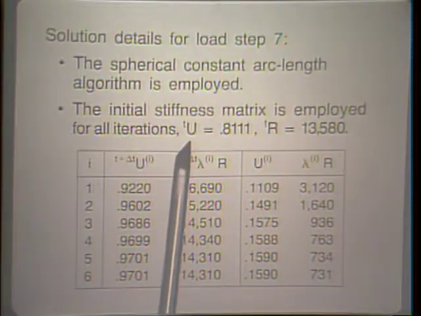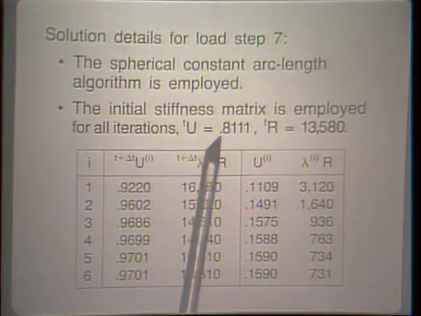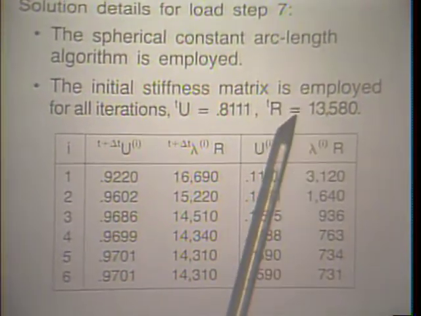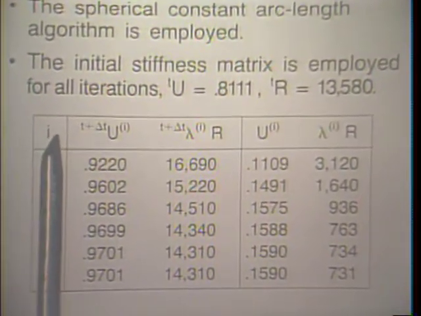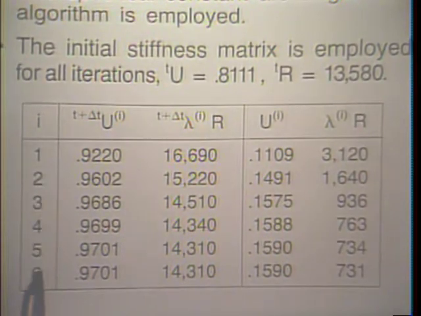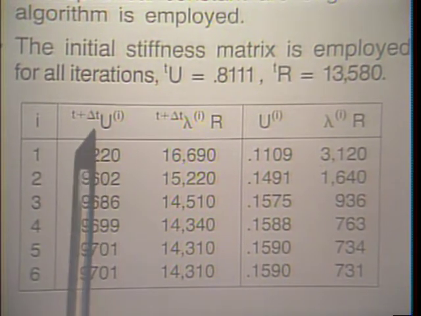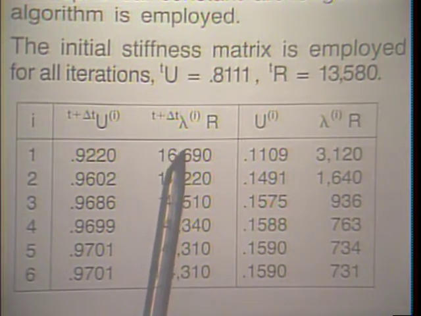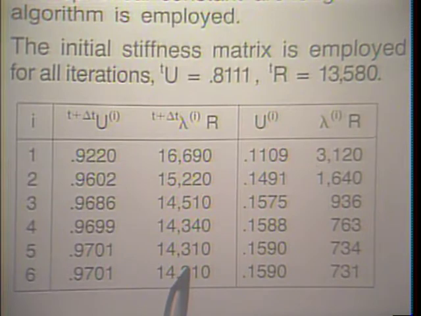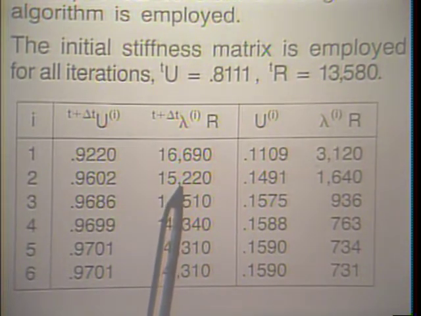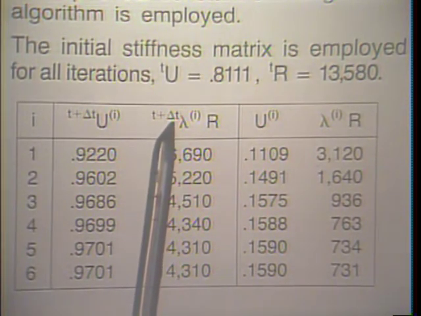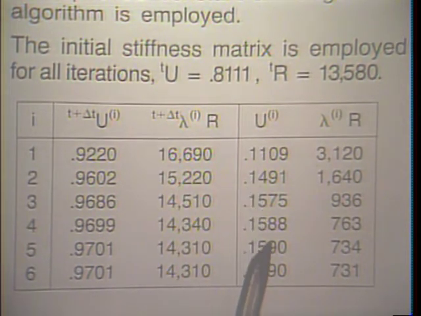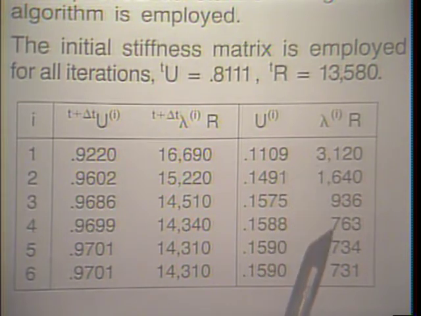At the beginning of that load step, we have for the displacement this value, and for the load that value. As we iterate, I of course increases. We obtain this solution for the displacement, this solution here for the load, and these are here, this is the actual load applied, corresponding to t plus delta t lambda I, in other words. These are the incremental displacements, and this is the incremental load.